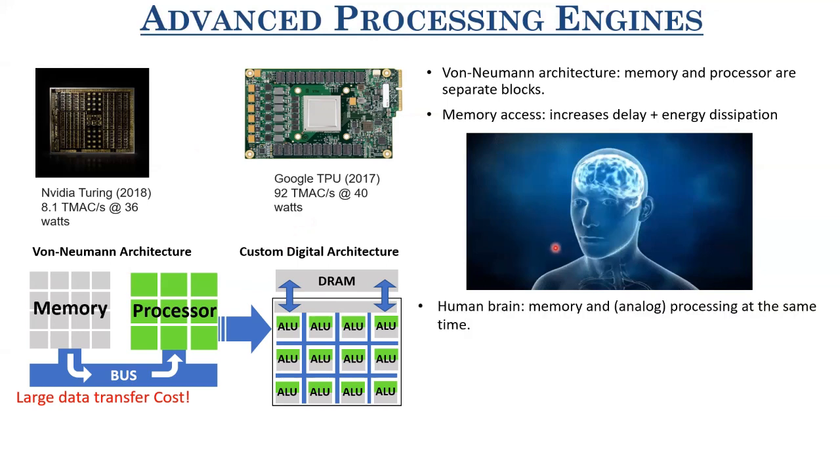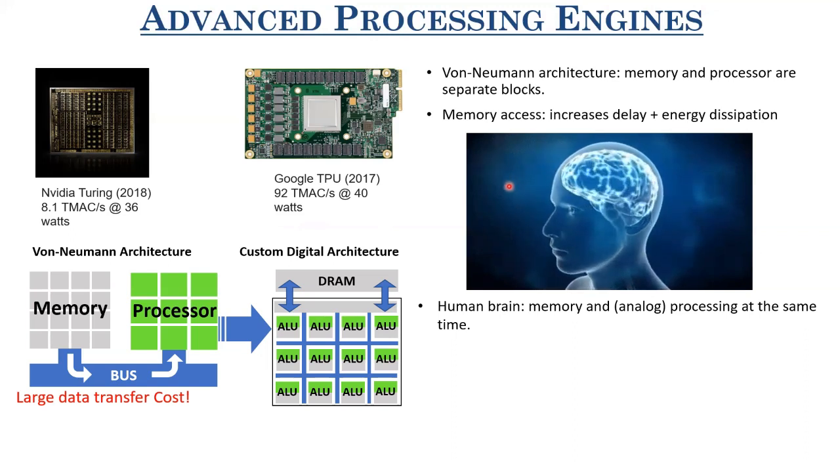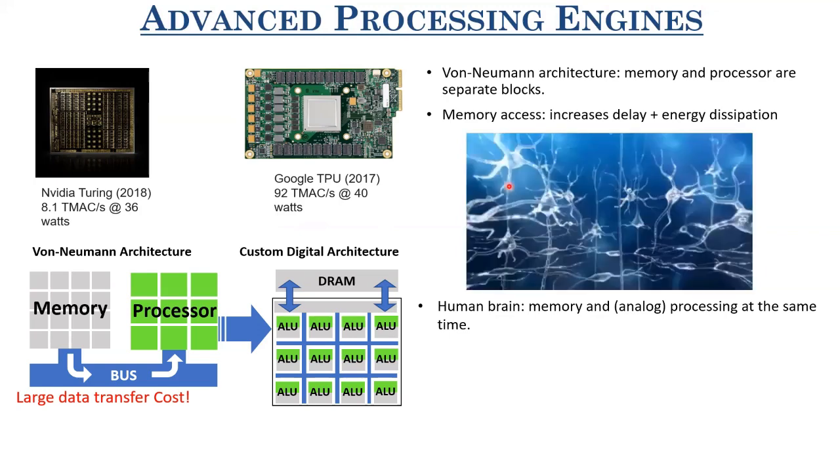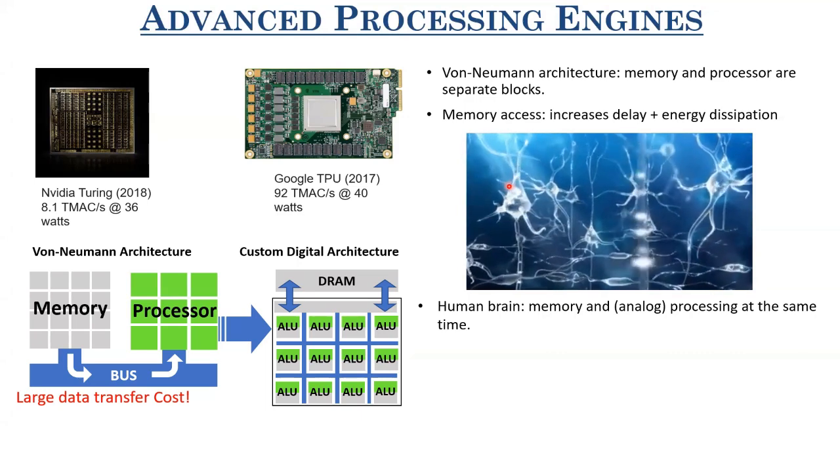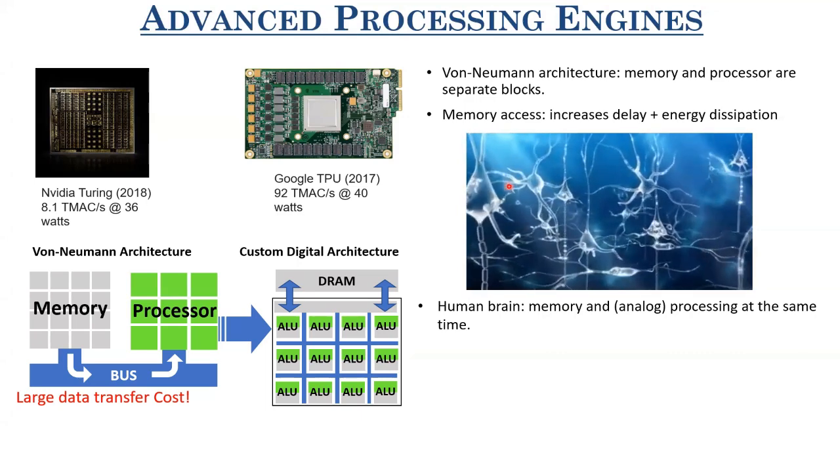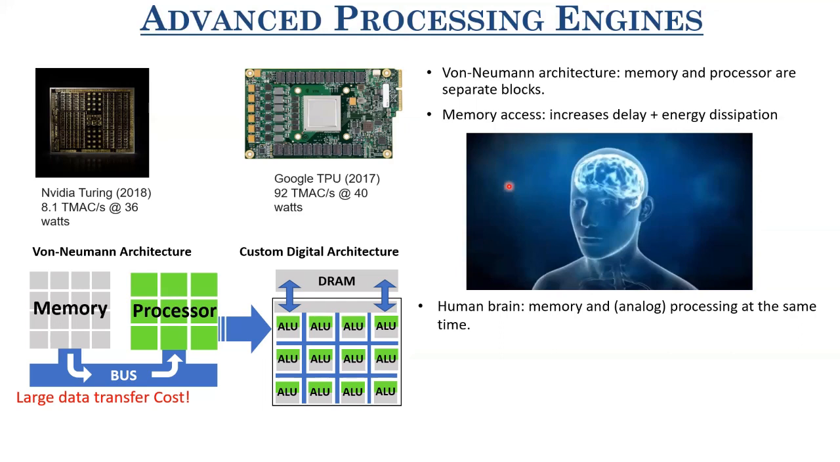So the human brain is considered the most efficient engine that we can make. In the human brain, your memory and processor are not two separate blocks. It's not a von Neumann architecture. It's a non-von Neumann architecture, where memory and processing happen at the same time at the same place. For instance, while you are listening to this lecture, some amount of it is being stored in your memory, and at the same time, while listening itself, you are able to process it. So memory and processing both are happening at the same place at the same time.